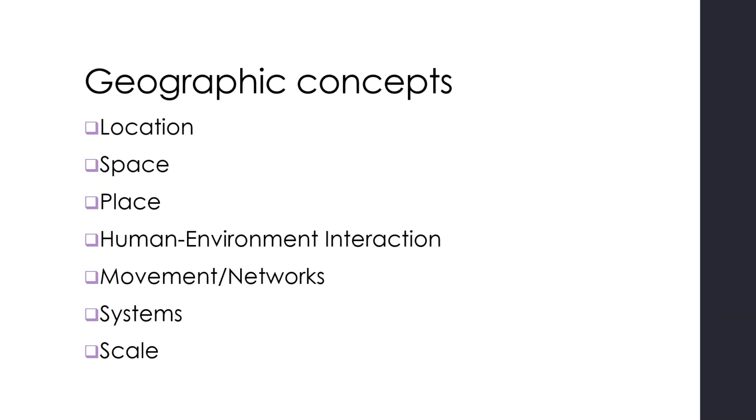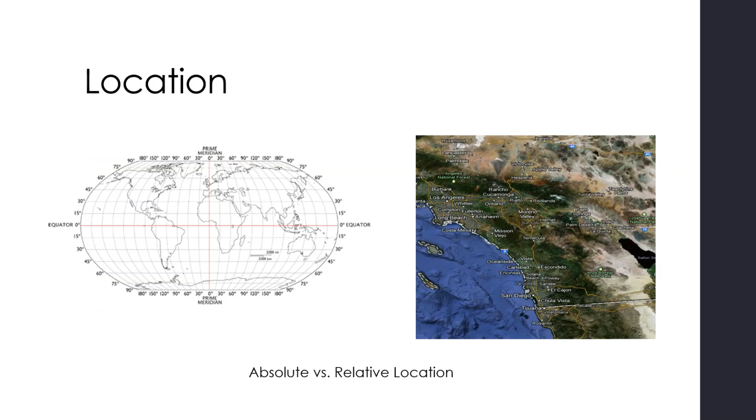We use geographic concepts as geographers to look at the world, and I'll go through each one of these on their own, but those concepts are location, space, place, human environment interactions, movement and networks, systems, and scale. Some of these we will use more than others in this class. We're going to look a lot at systems. But first of all, I mean location. And we'll talk about location in the beginning of chapters.